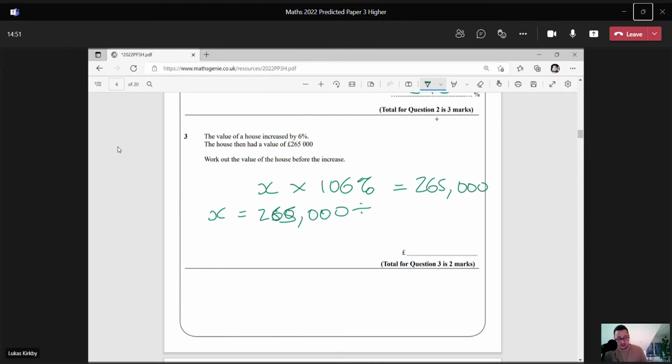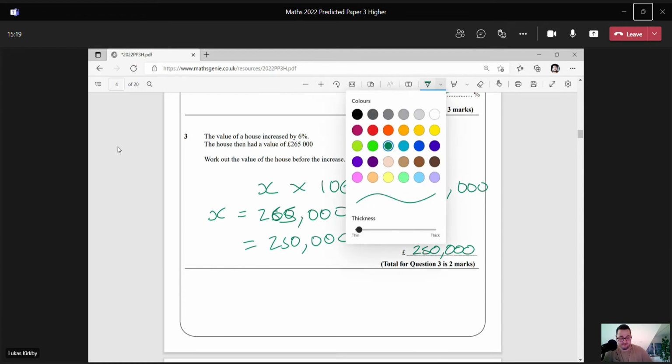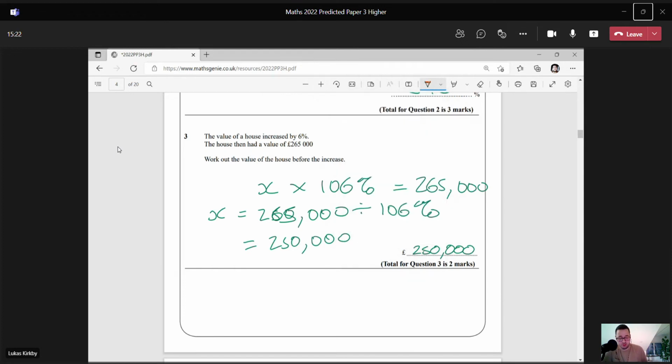265,000 divided by 106%. Just do that in our calculator, divided by 106%, and we end up with 250,000. And normally with these questions where you have to work backwards, it normally ends up being quite a nice round number, so that's why I feel a bit confident that we've done all right with that. And for other people who don't want to use the percentage but want to use the multiplier, 106% is the same as 1.06, and you could have used that instead of the percent.